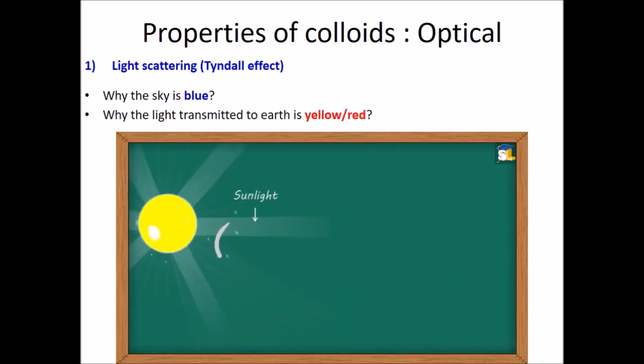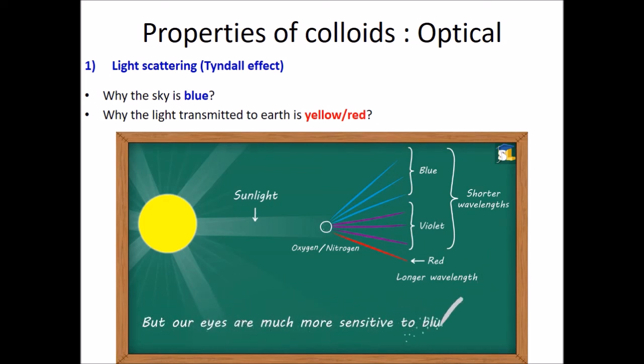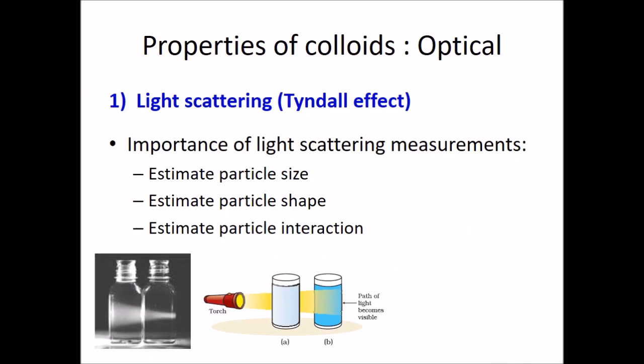However, when the sunlight strikes particles of oxygen and nitrogen, which are smaller than the wavelength of sunlight, the colors of sunlight having shorter wavelengths, that is, blue and violet, are much more scattered than colors having longer wavelengths. But our eyes are much more sensitive to blue as compared to violet. Hence, the sky appears blue to us. The knowledge of the Tyndall effect is important for the estimation of particle size, particle shape, and particle interaction in a colloidal solution.